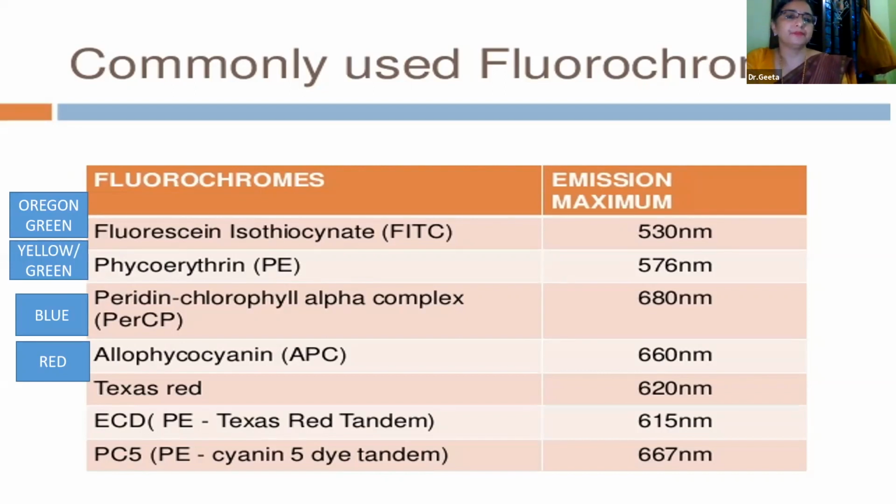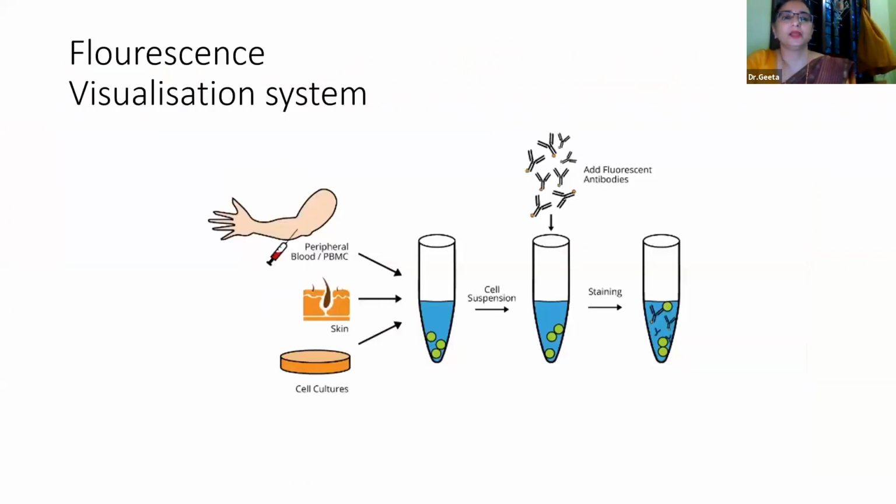Whereas I would use a dim fluorochrome when I want to analyze an antigen which is densely present. So this is how you decide which fluorochrome to combine with which antibody. If your antibody is less in number, you give it a brighter fluorochrome. If the antibody is denser, you give it a dimmer fluorochrome. And these are the maximum emission wavelengths which are mentioned on the right side. So this is the same.